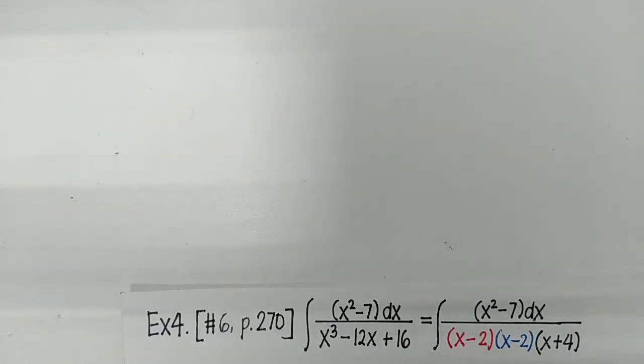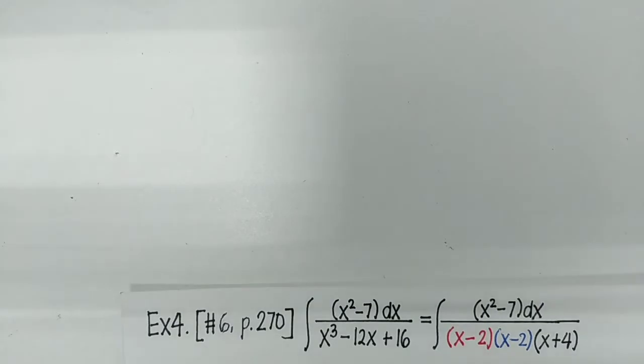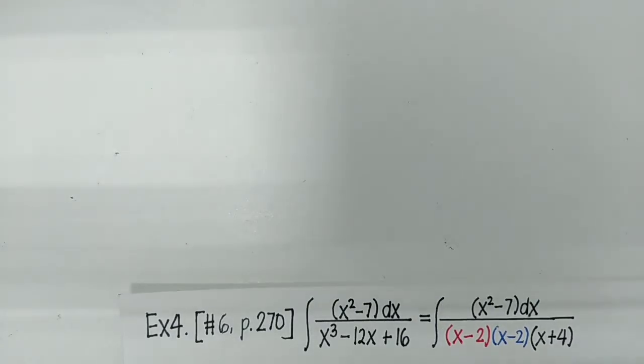We start this problem once more by factoring out the denominator. So factoring out the denominator gives us the following expression. If you notice, our factor x minus 2 appears twice. That's x minus 2 times another x minus 2 times x plus 4. If your factors are repeating, we now have the following solution for that one.